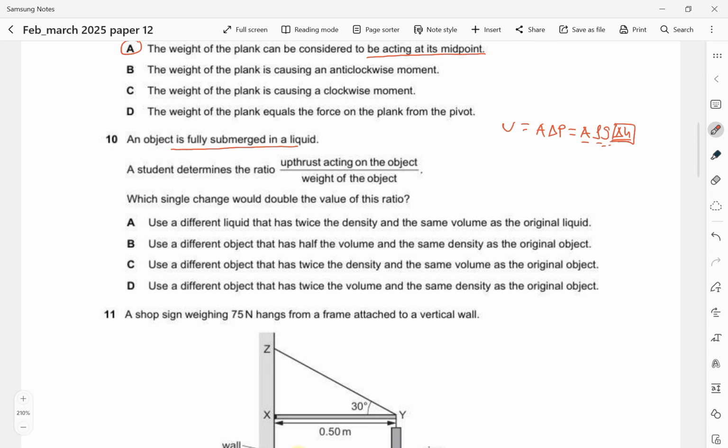The student determines the ratio of the upthrust acting on the object over the weight of the object. Which single change would double the value of this ratio? One, of course, we know that the weight of the object is constant. Weight is constant.